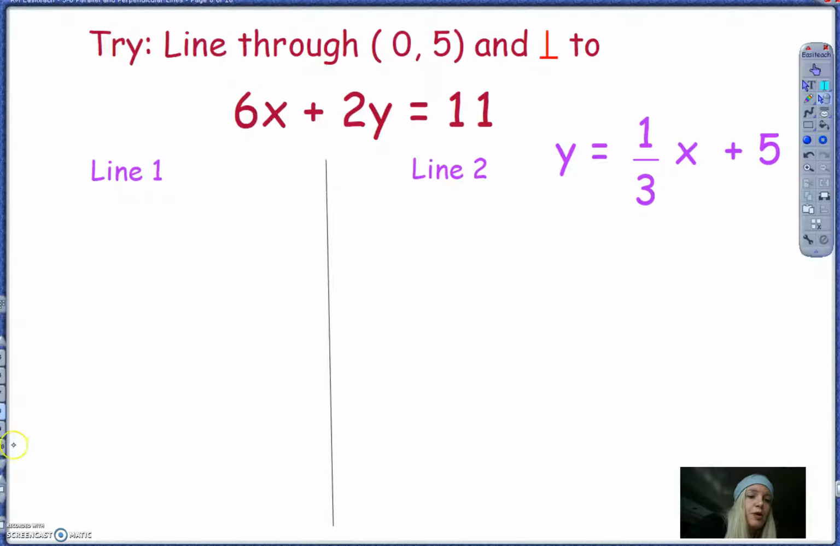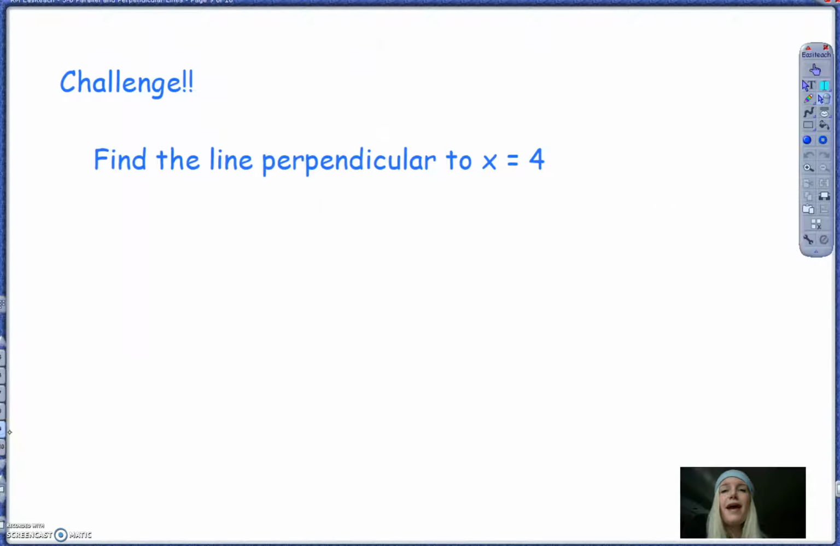Okay, one more question for you, and that's it for this video. And it's a challenge question that I want you to think about. Find the line that's perpendicular to x = 4. So I want you to think, and you might want to remember what "hoi bucks" means, and maybe that will help you with this. But that's it.